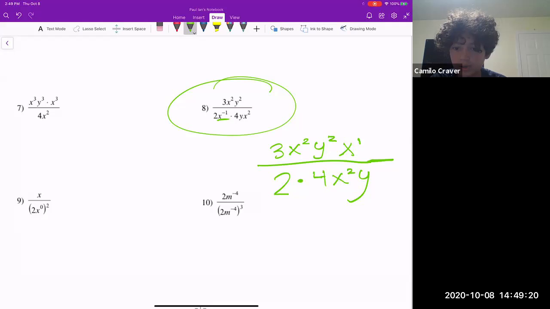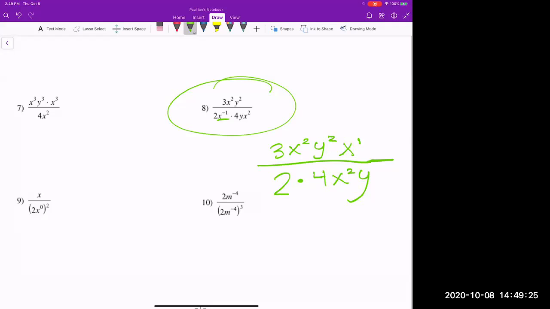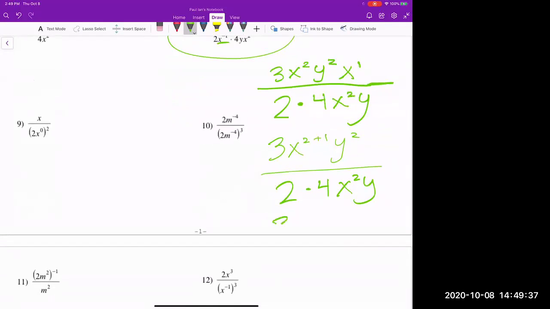Two plus 1 for the x's. On the top? Yeah. Okay, 3x to the 2 plus 1, y squared. And then 2 times 4x squared y. Okay, so it's 3x to the 2 plus 1, which is 3, y squared, over 2 times 4x squared y.